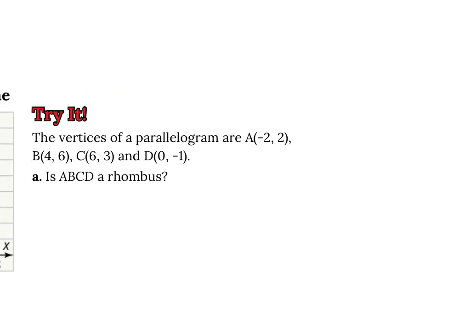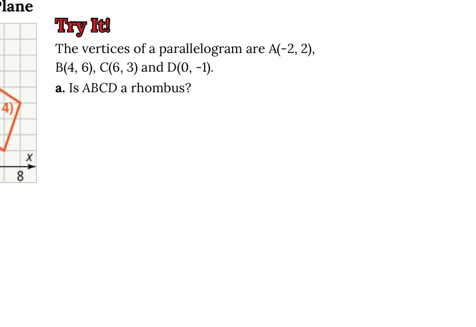Okay, let's look at the try it. All right, so this one, they give us a parallelogram and they are giving us the 4 coordinates. We want to find out if it's a rhombus. So to be a rhombus, all of our 4 sides have to be equal to each other. So we're going to check to see if all 4 sides are equal to each other. So I'll go ahead and start with AB.